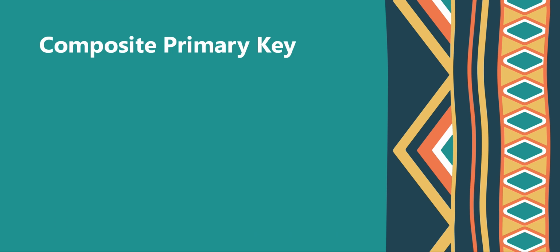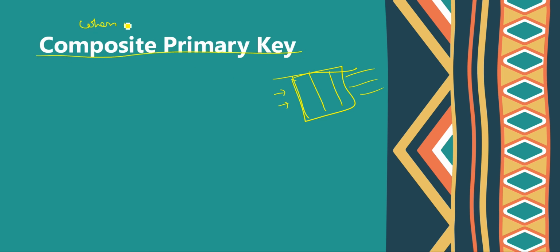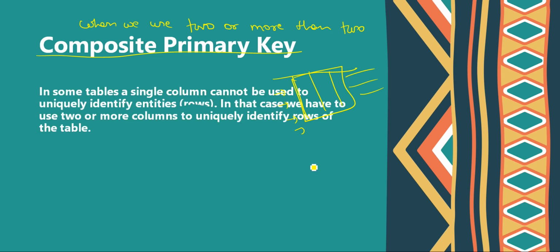What is a composite primary key? This is what I just explained. When a single column cannot be used to uniquely identify each row, we combine two or more columns to uniquely identify, right? This is what we term a composite primary key. When we use two or more columns to uniquely identify a row, it is termed a composite primary key.